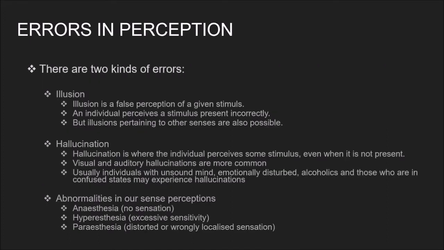There are two kinds of errors. Illusion. Illusion is a false perception of a given stimulus. Here, an individual perceives a stimulus incorrectly. For example, in the dark, a rope is mistaken as a snake or vice versa. The voice of an unknown person is mistaken as a friend's voice. A person standing at a distance who is not known may be perceived as a known person. Most of our illusions are visual and auditory, but illusions pertaining to other senses are also possible.